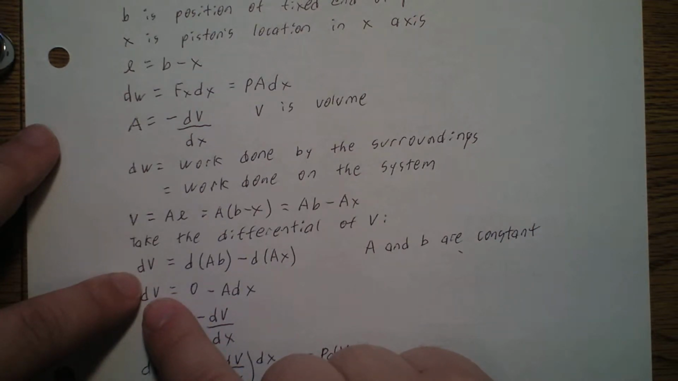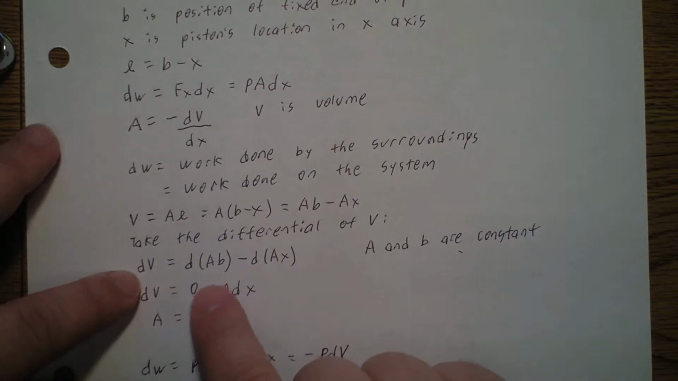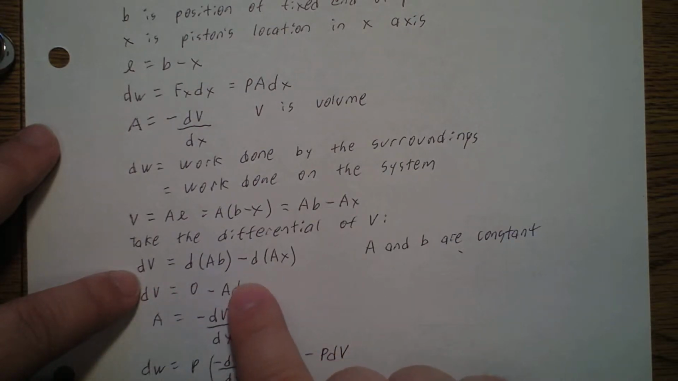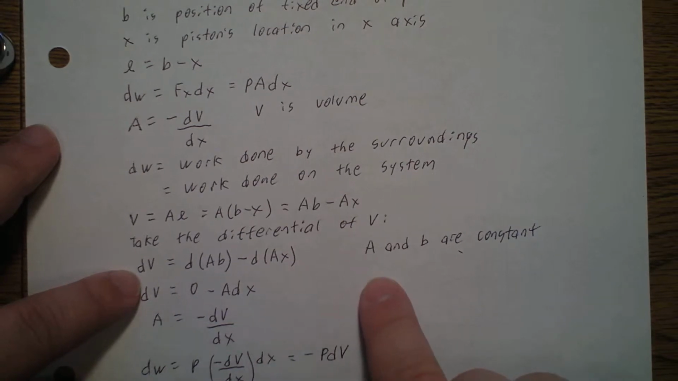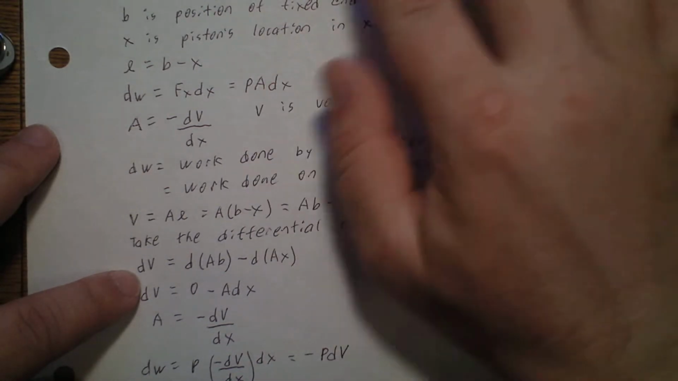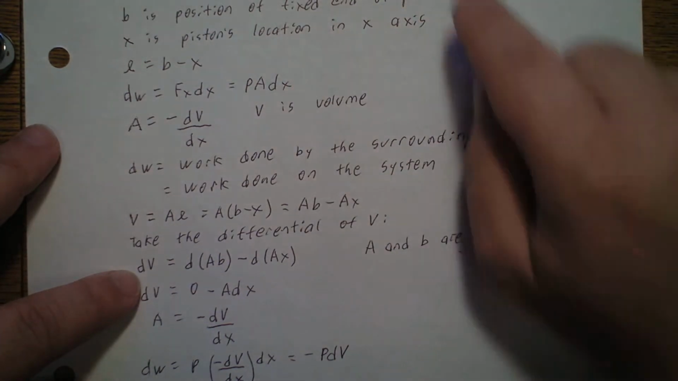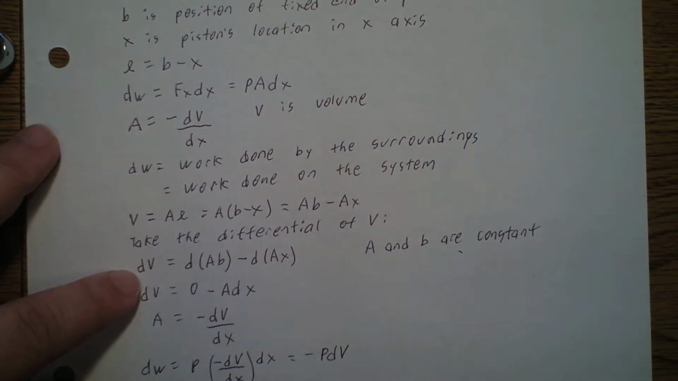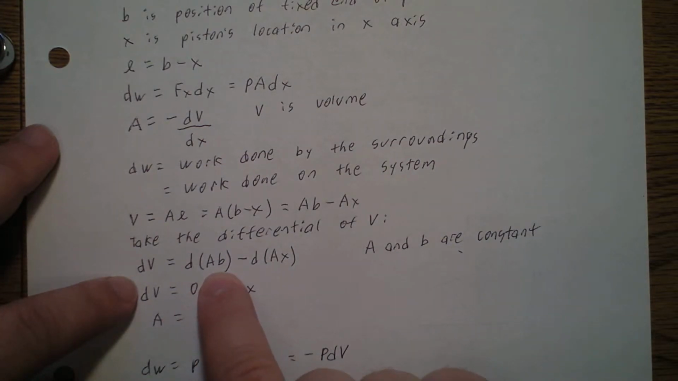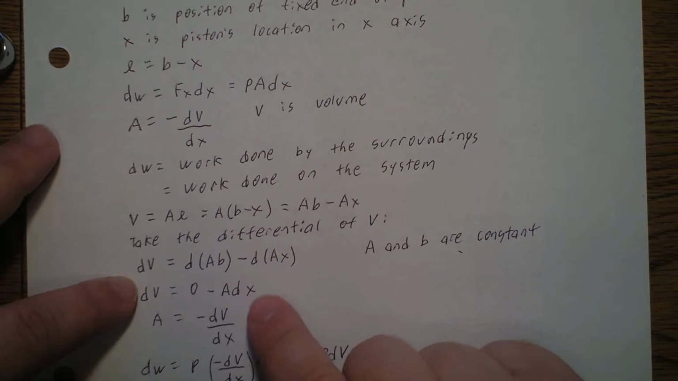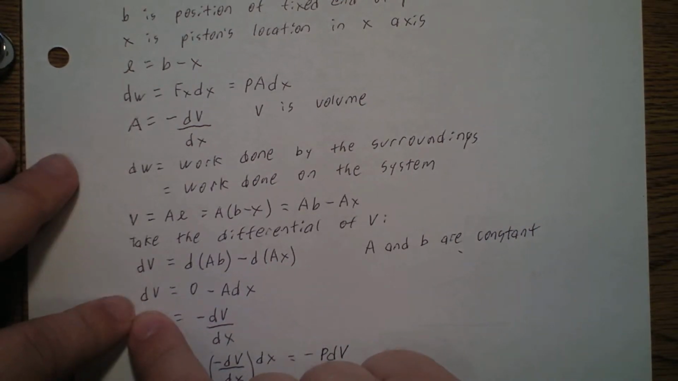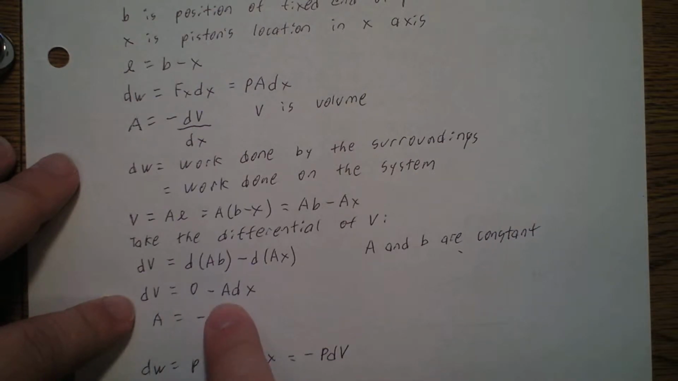Okay, so that's going to be the differential of volume is equal to the differential of AB minus the differential of AX. Now remember, A, the area, is constant. The piston's not going to get any wider or longer. And B is constant. That's the fixed end. So if A and B are both constant, this differential is 0. If A is constant, you can pull it out of the differential. So the differential of the volume is equal to just minus area times the displacement in x.